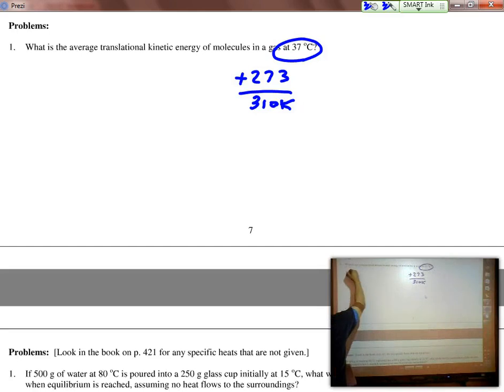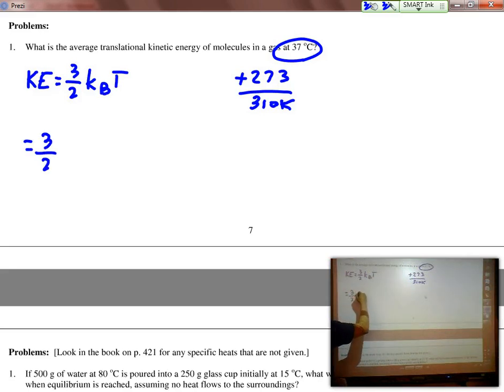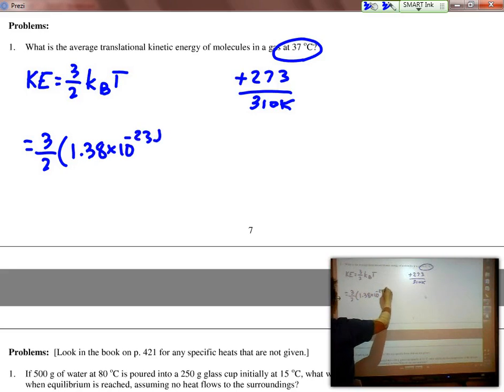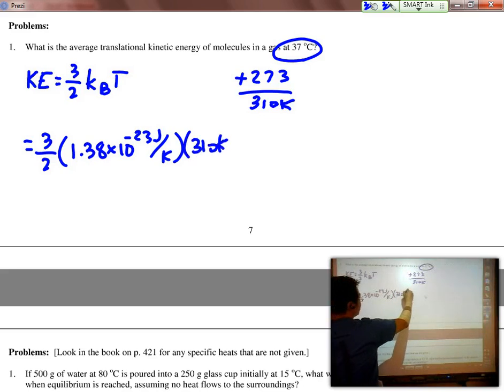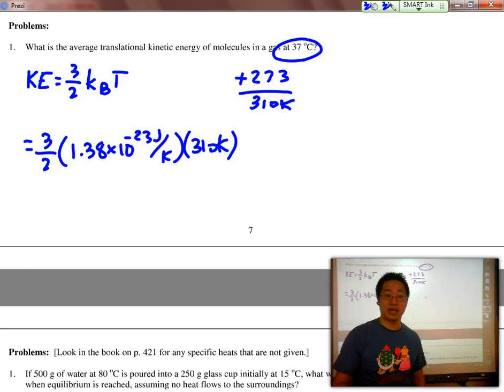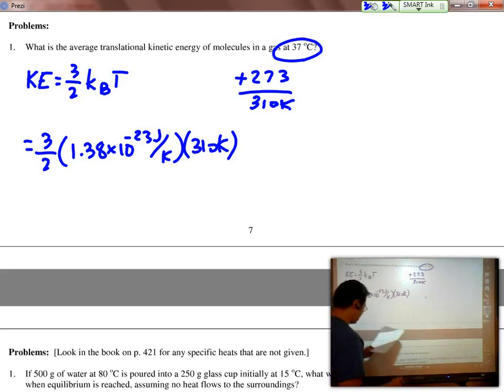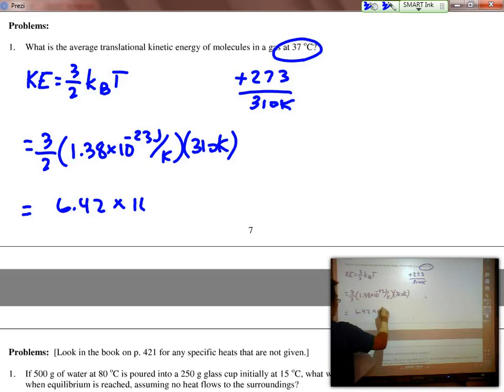So therefore, the formula is kinetic energy is equal to 3/2 kBT. So that equals 3/2 times 1.38 times 10 to the negative 23rd joules per Kelvin times 310 Kelvin. The Kelvins will cancel out, and we're left with the unit joules. And we end up with 6.42 times 10 to the negative 21st joules.